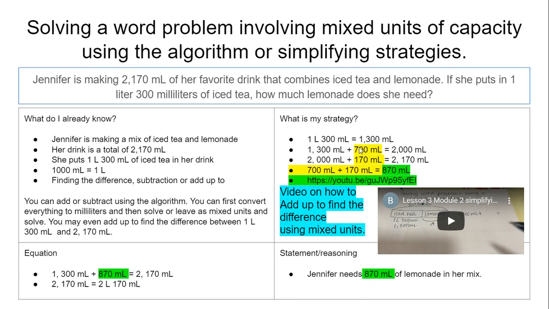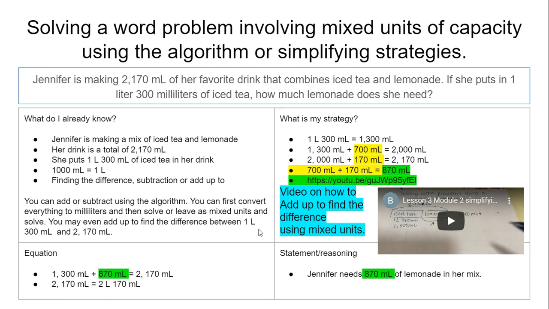1,300 milliliters, if I add 700 more milliliters, that gets me to 2,000 milliliters. Adding onto my 2,000 milliliters, another 170 milliliters to get to my total of what her drink needs to be, 2,170 milliliters. Then I'm going to take what I added to my number of iced tea milliliters, 700 milliliters plus 170 milliliters equals 870 milliliters. I cannot convert this back to liters because I need 1,000 milliliters to equal 1 liter.